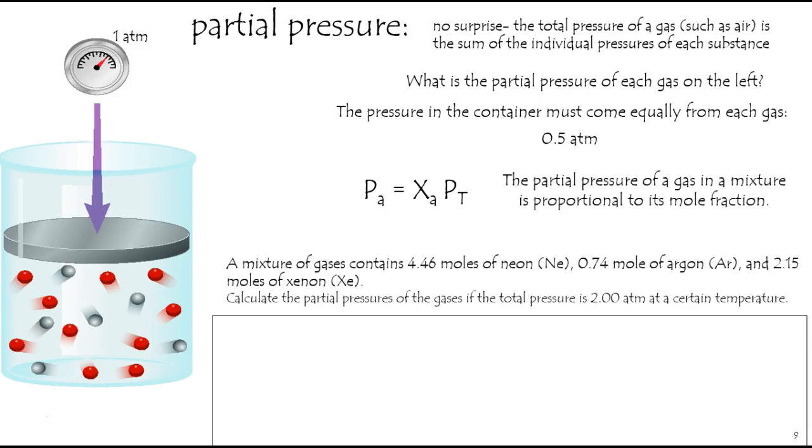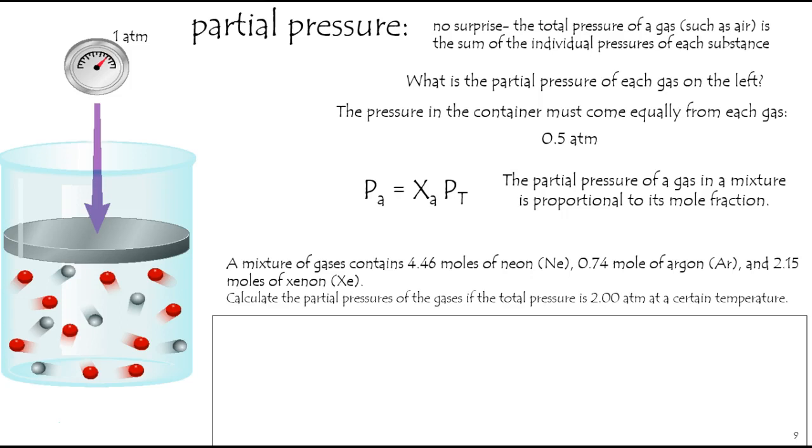All right, here's another problem. You got some neon, 4.46 moles. Oh, moles are handy. That's the number of particles. 0.74 moles of argon and 2.15 moles of xenon. Rarely will they be so nice, because moles is the unit you want.